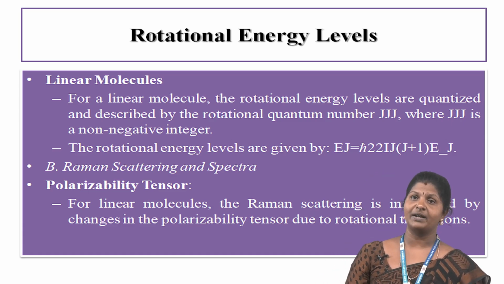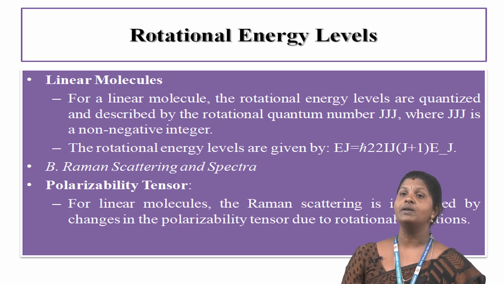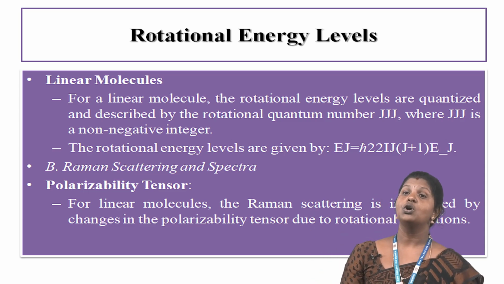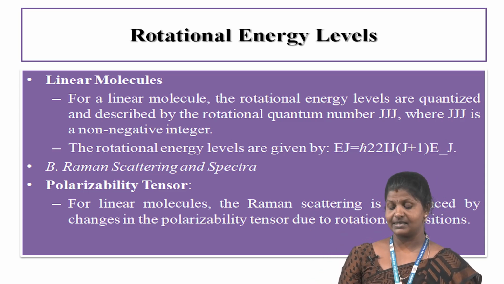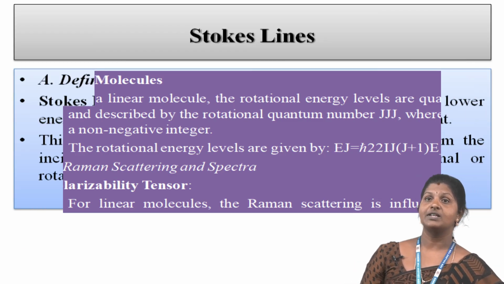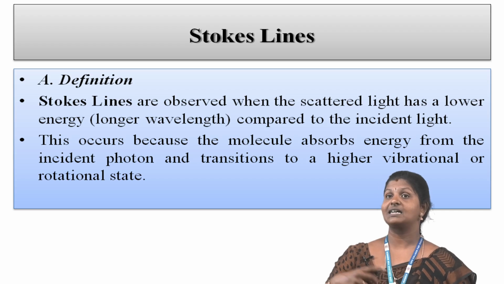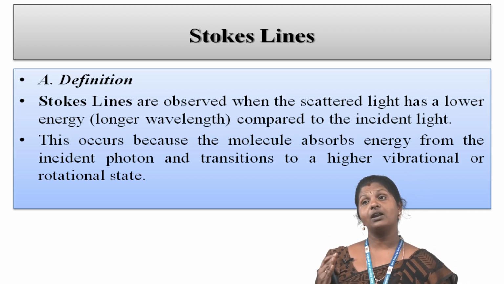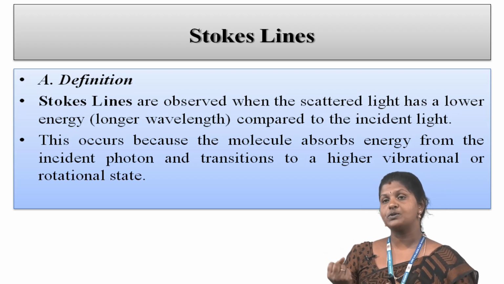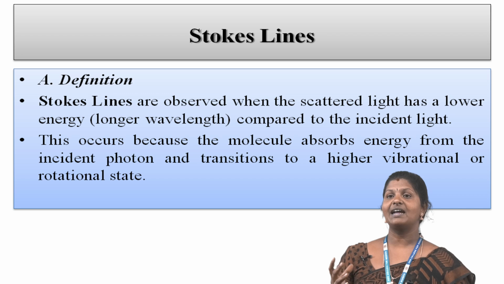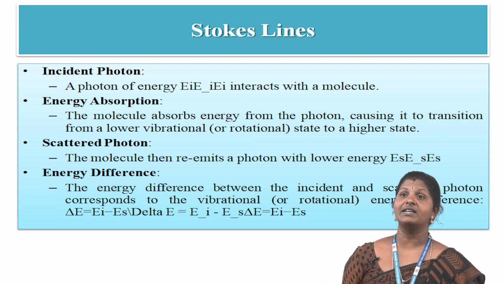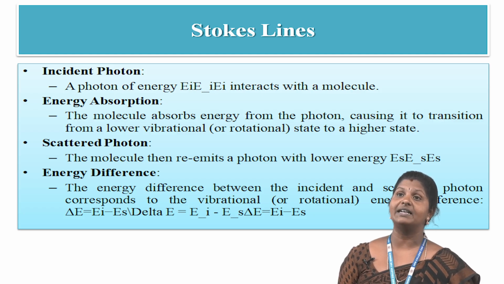Then Raman scattering in spectra. The polarizability tensor for a linear molecule: the Raman scattering is influenced by the changes in the polarizability tensor due to rotational transition. The Raman intensity is influenced by how the polarizability tensor varies with rotation. The Stokes lines are observed when the scattered light has a lower energy or longer wavelength compared to the incident light. This occurs because the molecule absorbs energy from the incident photon and transitions to a higher vibrational or rotational state. The incident photon energy E_i interacts with the molecule.